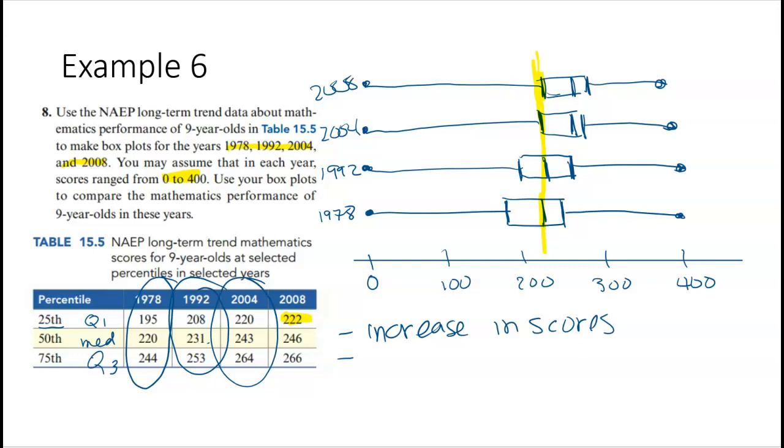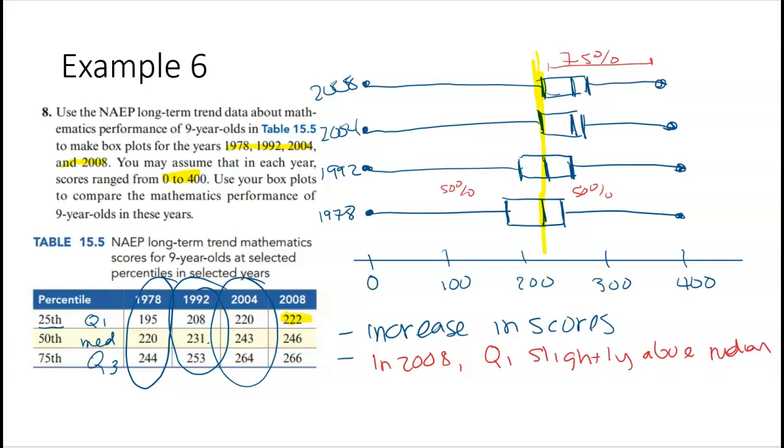So here we've got 75% of these students all over here, right? And here we have 50%, and 50%. So we can see an increase. In 2008, that Q1 is slightly above the 1978 median, so we shifted up by like 25%. 25% more students scored better. 75% of students scored above this level in 2008, but only 50% scored above that level in 1978.